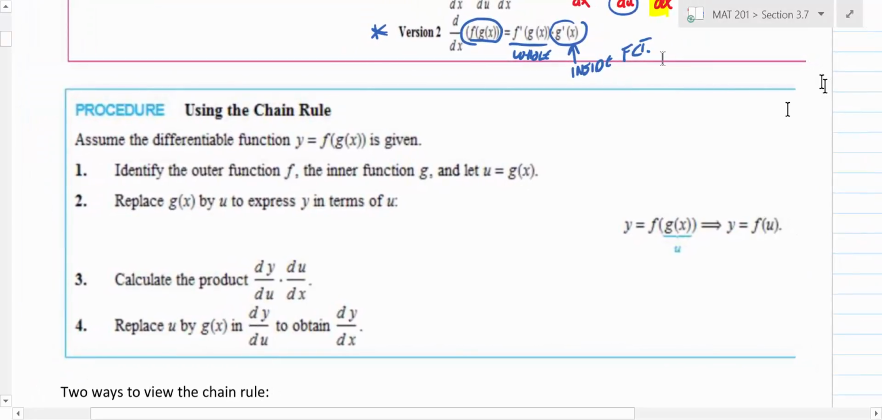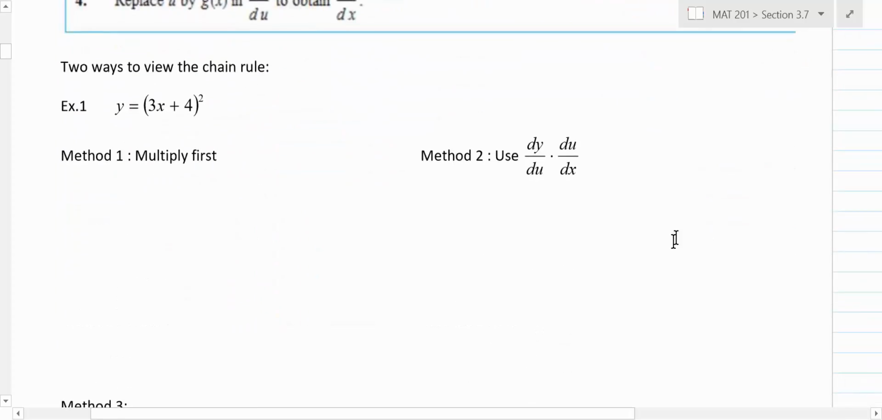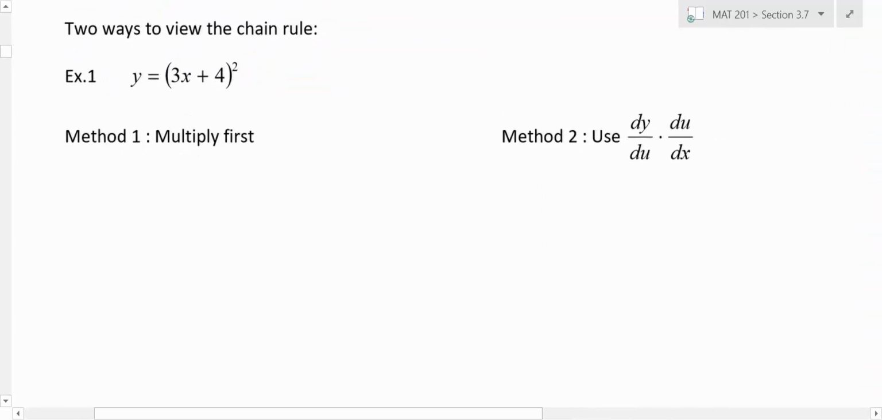So this outlines the procedure. If we're going to do dy over du times du over dx, you have to identify two things: the outer function and the inner function. You've got a big function and something inside. There are going to be three methods I'm going to use to differentiate this one. I'm going to introduce you to the chain rule, and once you get it down, you will like it, because it's going to make this easier.